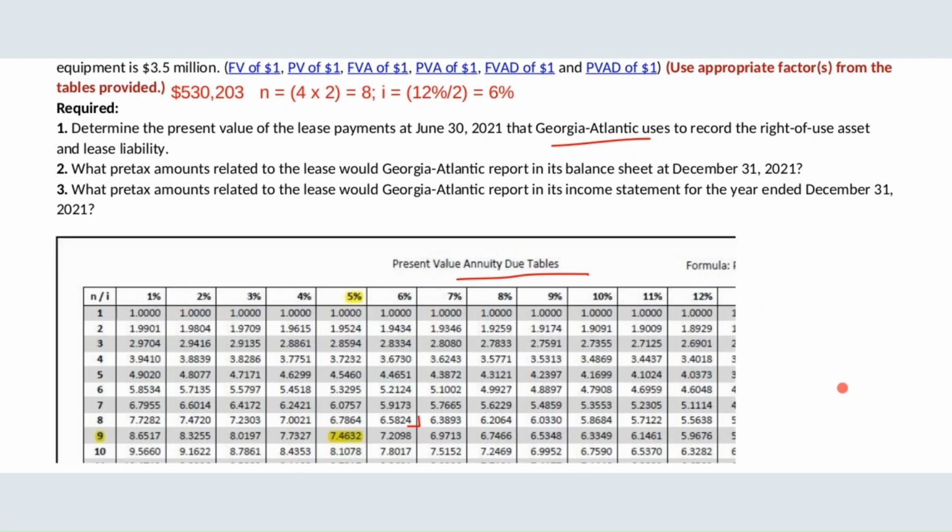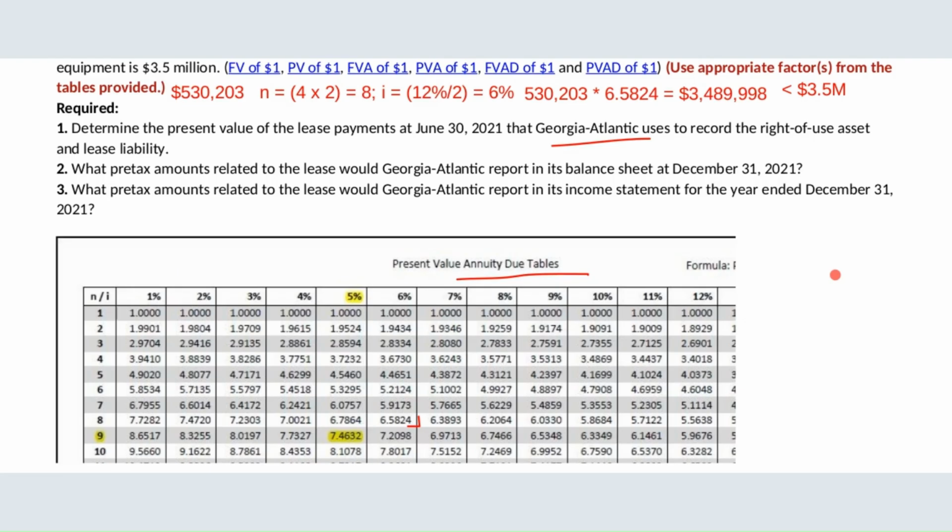And so this is the present value of our lease payments. This present value is lower, right? This present value is lower than the fair market value of 3.5 million. So we need to use the lower of the two when we are journalizing or adding this to our balance sheet.